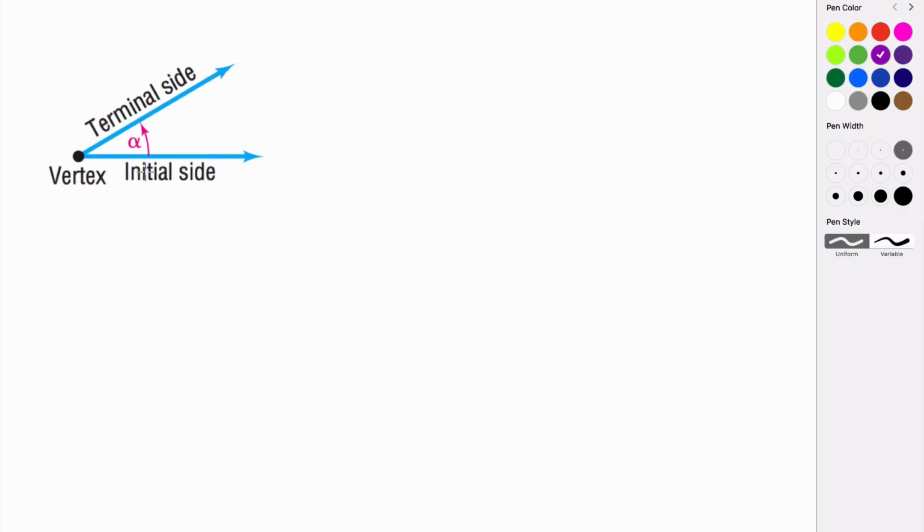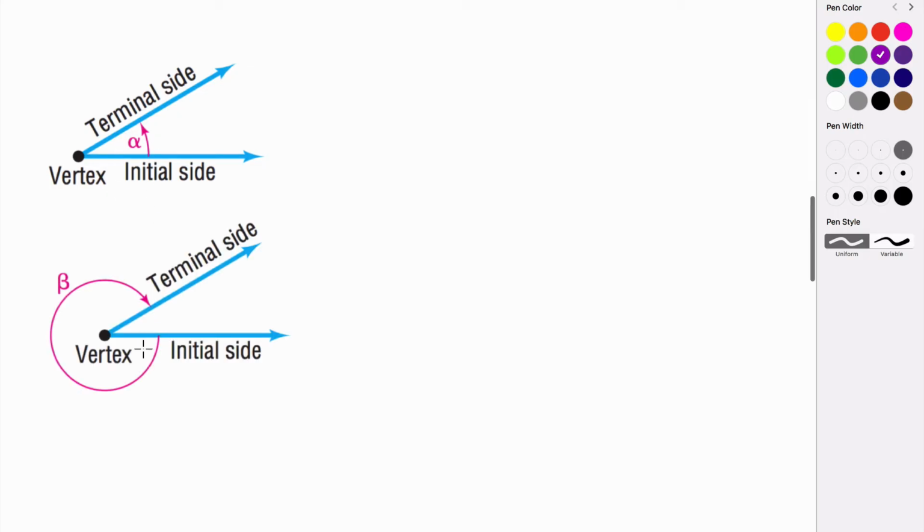Now, alpha in this case is a great example of a positive angle measure. Positive angles start at the initial side, open in a counterclockwise fashion, and end at the terminal side. However, this is not the only way that we can measure this particular angle. Alpha can also be measured in a negative direction.